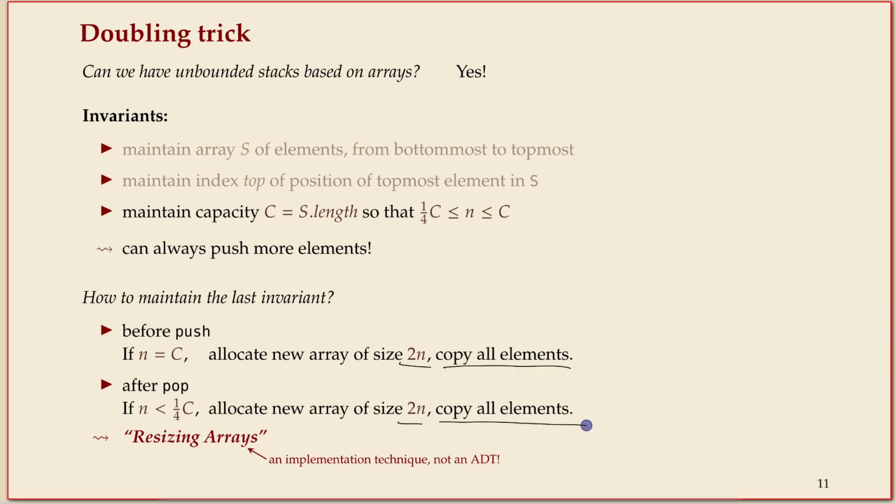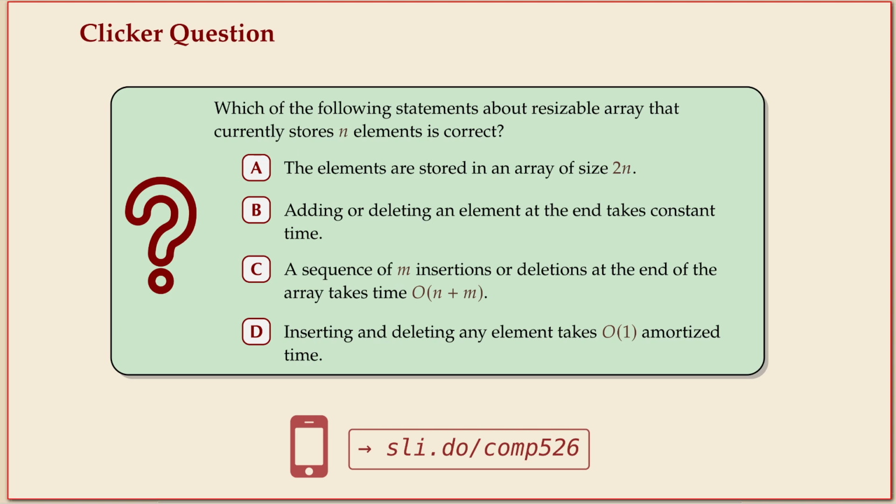The important bit to note is it doesn't come for free. We have to copy all the elements. If we allocate a new array, it's initially empty, so we have to copy all the elements that we had previously to the new array. And that takes time. So is this really a good data structure?